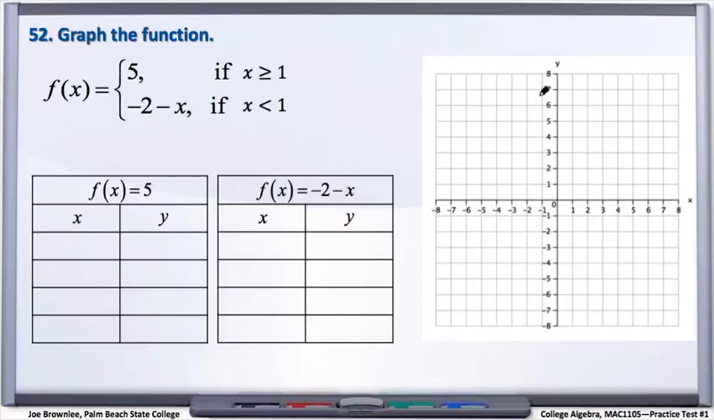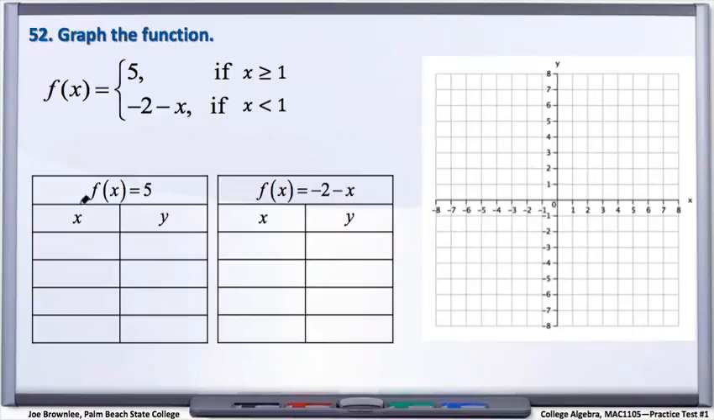So we're going to graph this piecewise function, and to help us, I went ahead and made xy tables for each piece of our function. Here we have f of x equals 5, which is the first piece, and f of x equals negative 2 minus x, the second piece. Let's fill in our x values for both tables based on the domain restrictions for each piece.